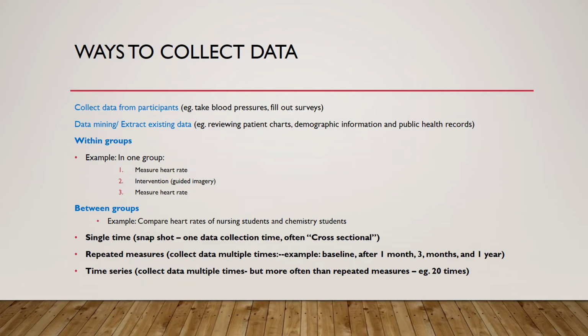So data might just be collected once or at a single point in time, and this is often called cross-sectional research, where it's just one cross-section. Or we can gather data multiple times, like at baseline or the start of the study, and then at 1 month and 3 months and then a year. Or we can even do time series, where data is collected even more times than repeated measures. So this would be maybe even 20 times, where we collect data at 20 different time points.